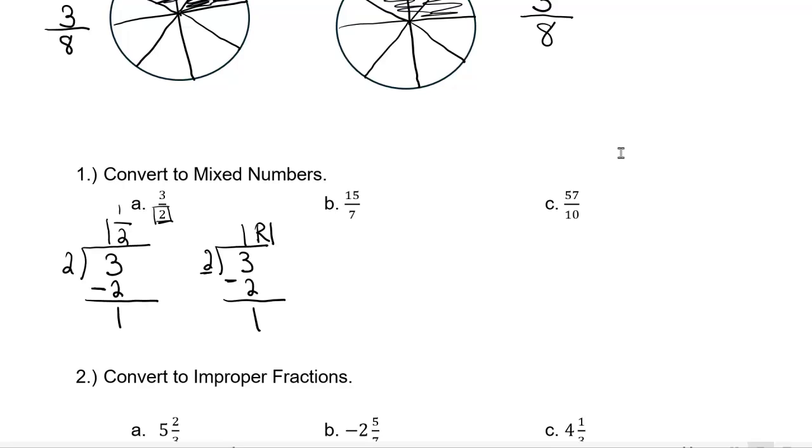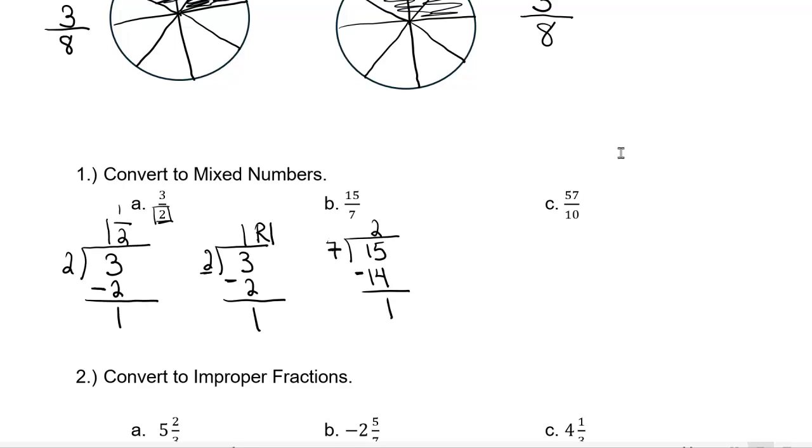All right, let's do the next one. So 7 goes on the outside because that's what you're dividing by, and that goes into the numerator. So 7 goes into 15 2 times. Remember, it's how many times it goes in without going over. So we have 2 times 7 is 14. We subtract, and we get 1.